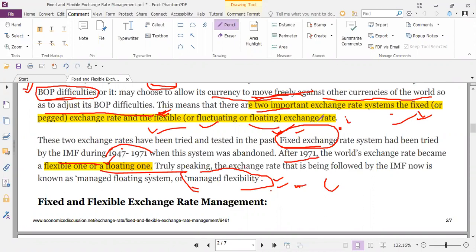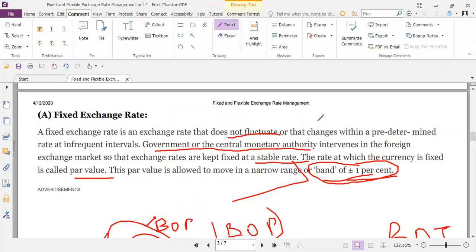So there are three names given to flexible exchange rate. One is flexible itself, the other one is floating. It is also called a floating exchange rate. The other one is unstable exchange rate system. So all these are nothing but the same. Right? Point clear? Doubt clear?